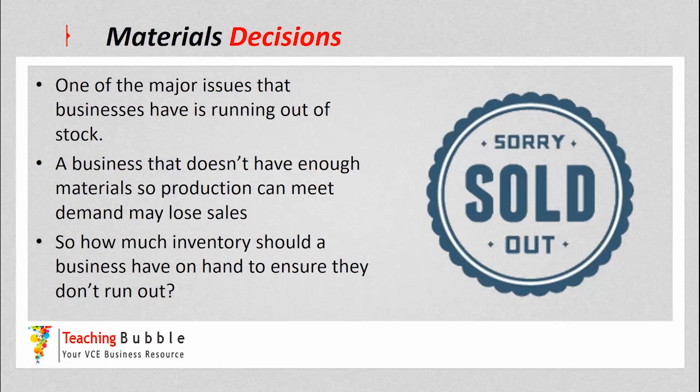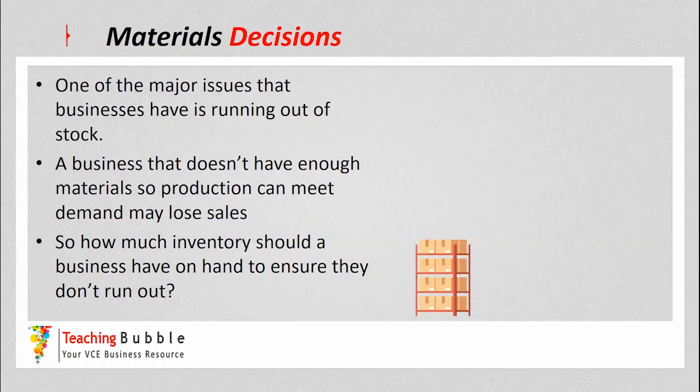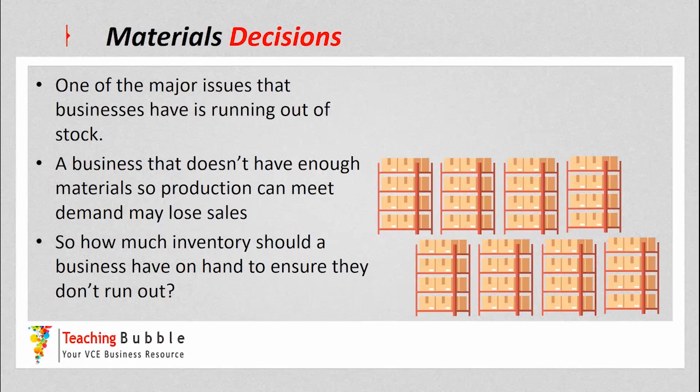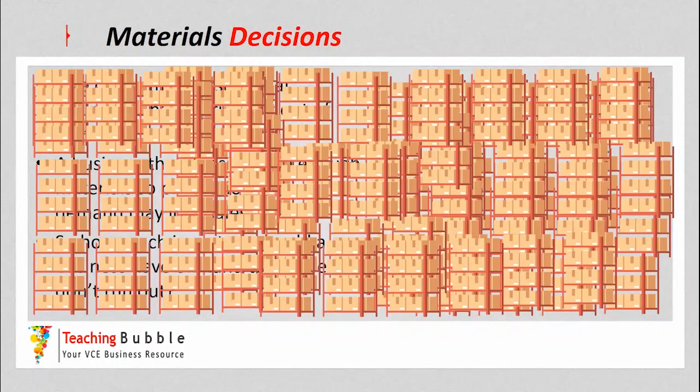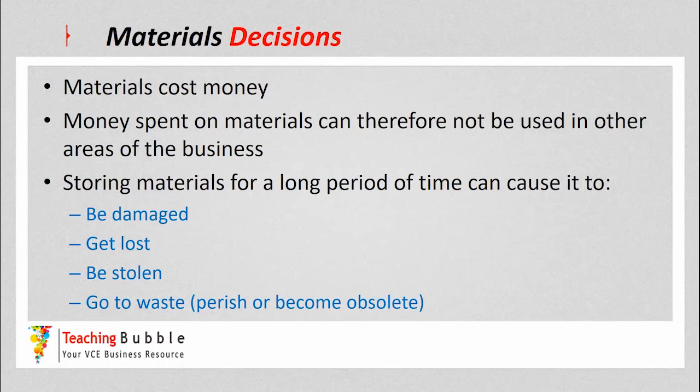So should the business keep enough materials to last them a week, maybe even a month or a couple of months? Maybe they should ensure that they are completely safe and keep the whole year's worth of inventory. That way they are sure to never run out. So these are some of the questions that the operations manager needs to consider. But materials cost money, so that's an important factor to realise. So if a business has invested lots of money to hold stock for a long period of time, they cannot use that money in other areas of the business because essentially that money is tied up in materials that are simply just sitting there until they are needed to go into production.